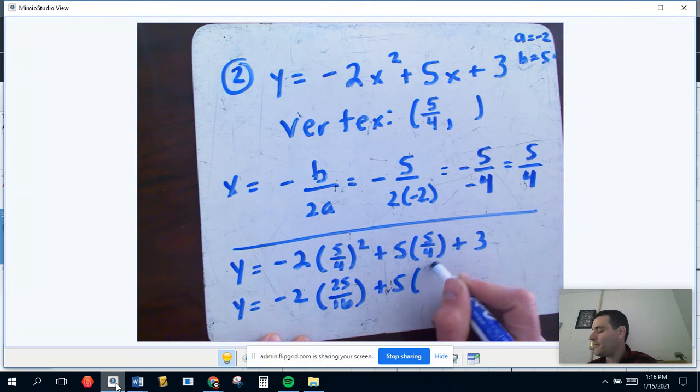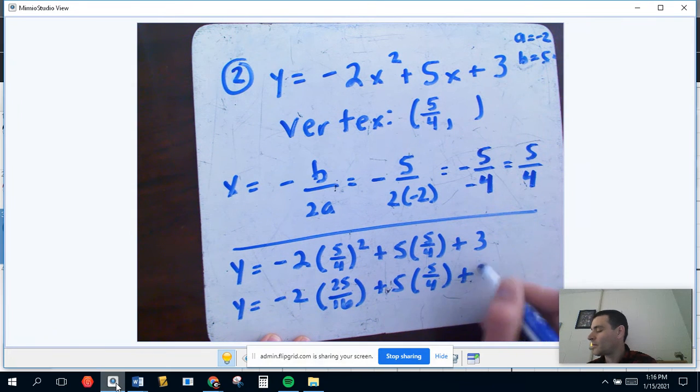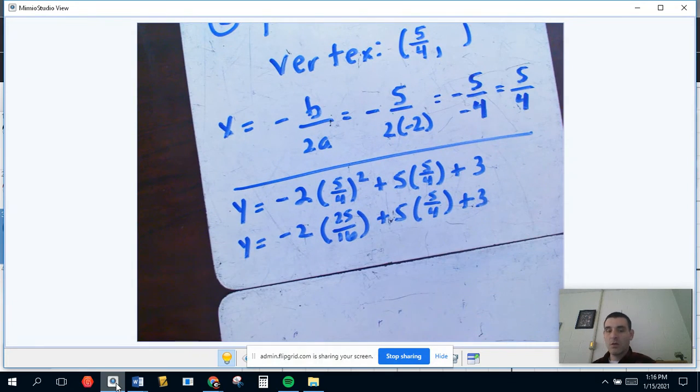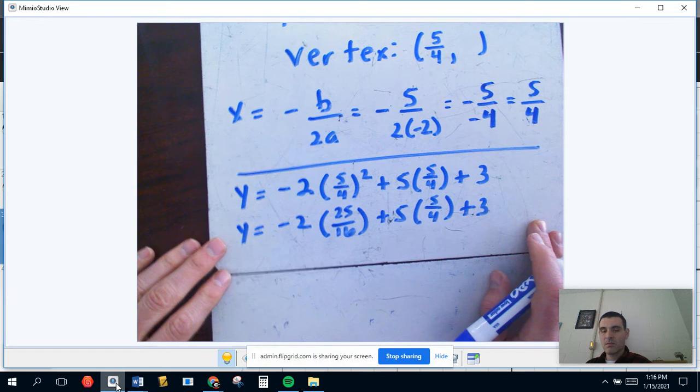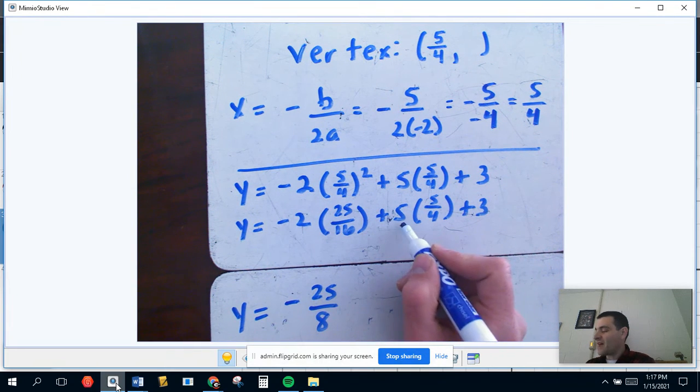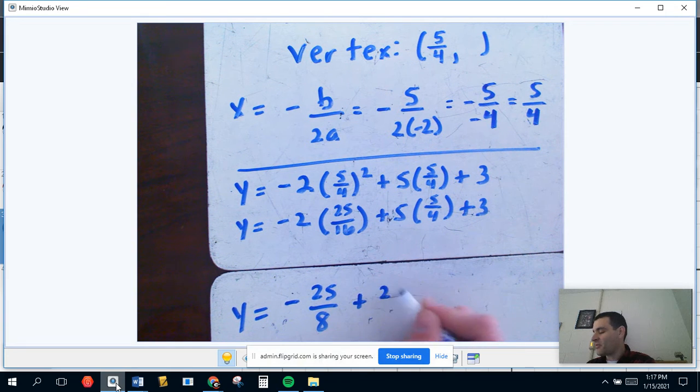I'll multiply in a minute. All right. Now for the next line, this 2 and 16 will reduce to 1/8. I'm going to go ahead and call that negative 25/8, because again, 2 and 16 will make 8. All right, this is 5/1 times 5/4. That's 25/4.